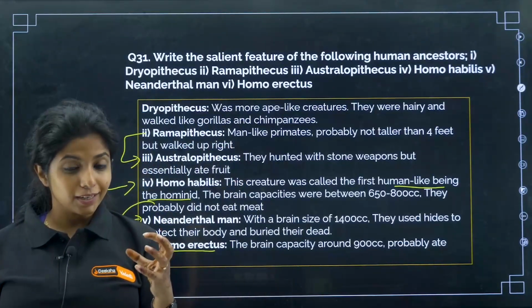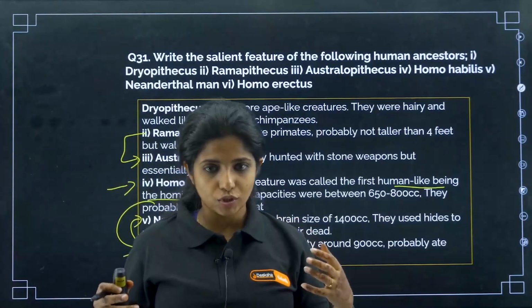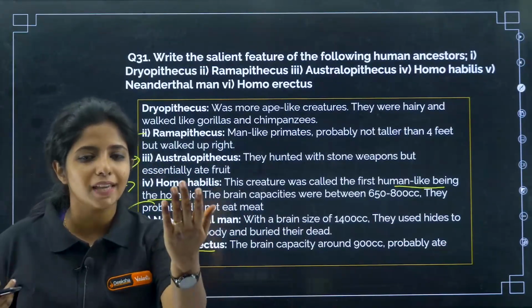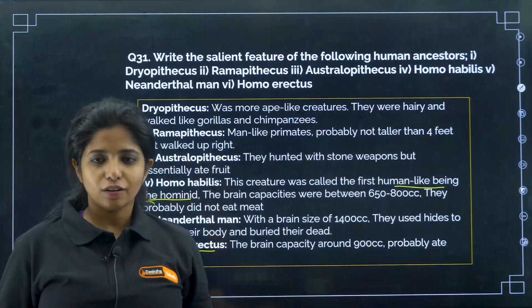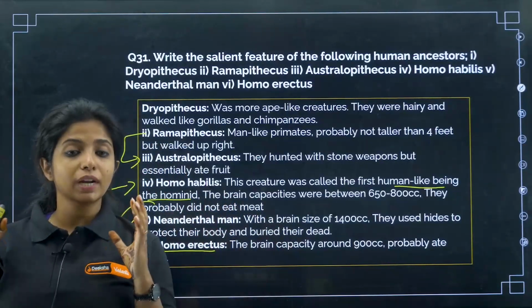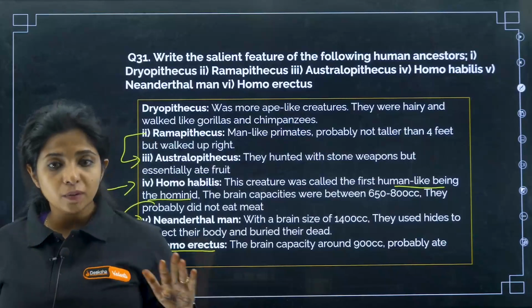Ramapithecus, the term is there, so they have man-like features. Then came Australopithecus, and then Homo habilis, the first human being, you can remember it like that. The first human-like being features were there. The brain capacity was also mentioned, 650 to 800 cc. They did not eat meat.